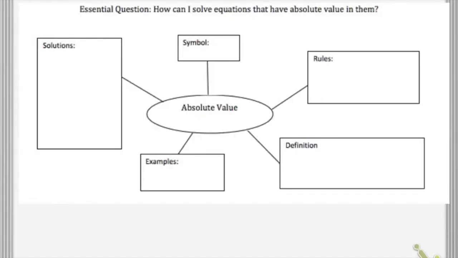Today's notes are on absolute value, so you want to have your solving absolute value equations notes template out, and the top part would look like this picture here. We're going to take a look at some details of absolute value. The symbol for absolute value is just two straight bars.